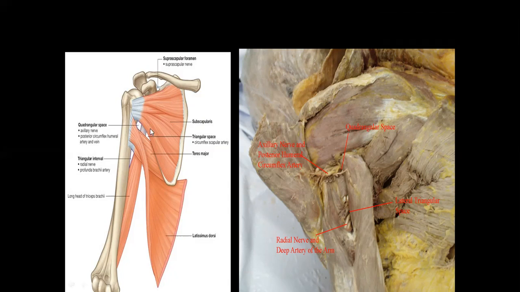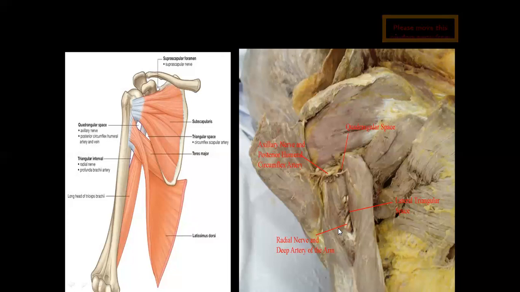Okay, this is the upper triangular space. And this is the lower triangular space. So in the lower triangular space, again you are finding superiorly it is bound by this muscle. What is this? This is the teres major, isn't it? Then medially it is bound by this long muscle. What is this? Long head of triceps. Laterally we have the shaft of the humerus. So what are the structures we find here? Radial nerve and profunda brachii artery. Profunda brachii artery is also called the deep artery of the arm.